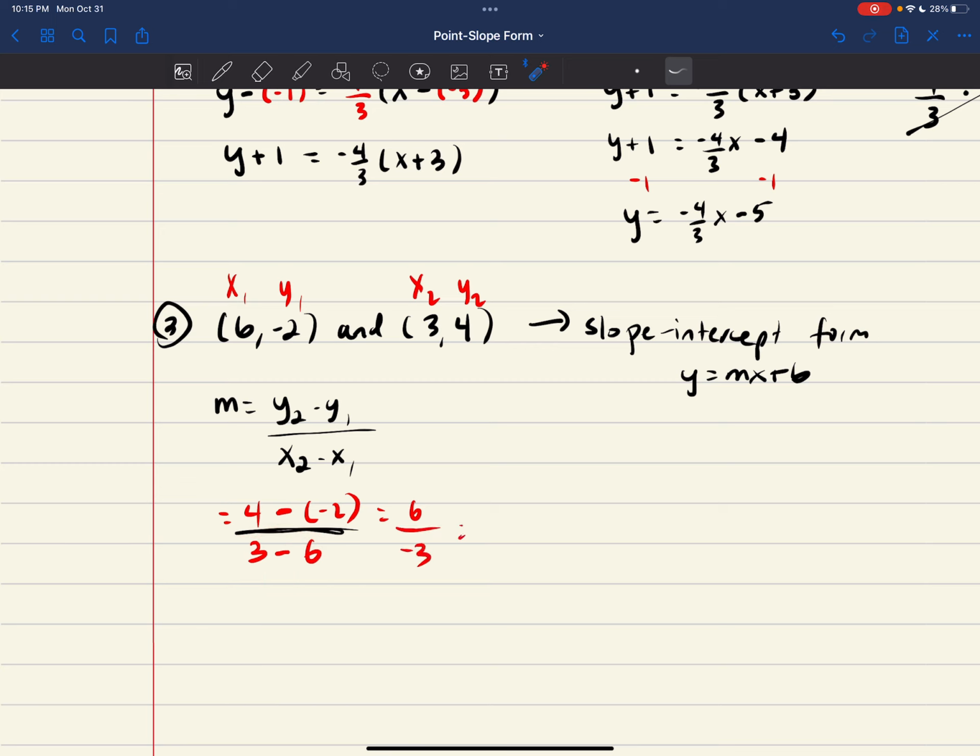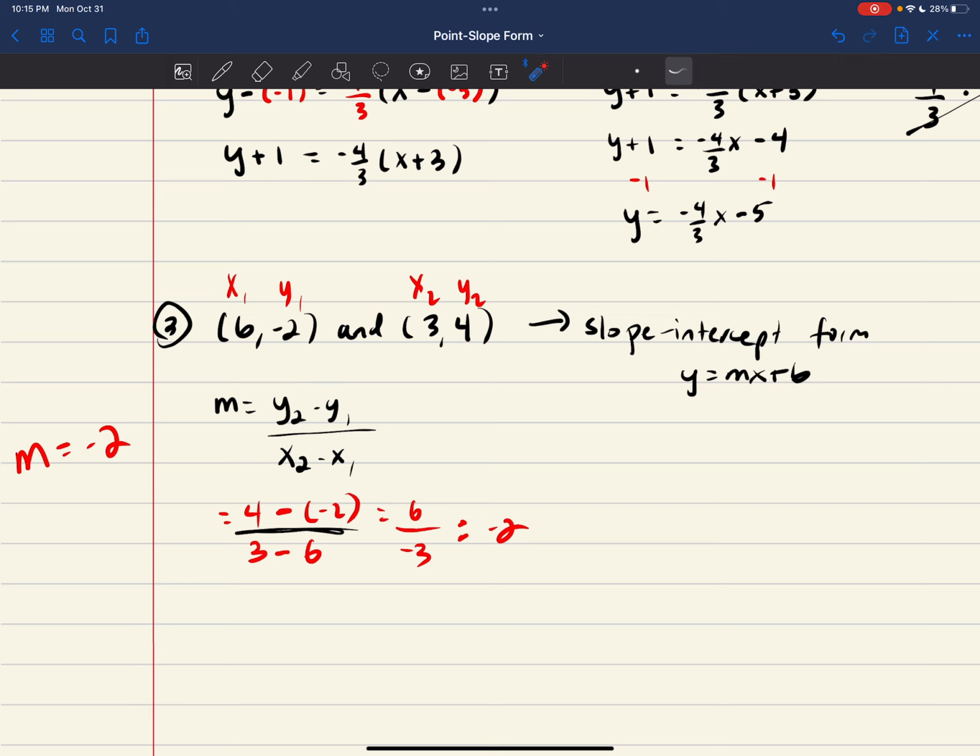Well, I'm not done here yet. I gotta simplify that. So that's going to be what? Negative 2. Okay. So what does that mean? My slope is negative 2. And how do I get this into slope-intercept form? Well, I have a slope and I have these 2 points here. Remember, we were talking about point-slope form. What you can do here is you can choose any point that you want, and it doesn't matter. You'll still get the same answer.